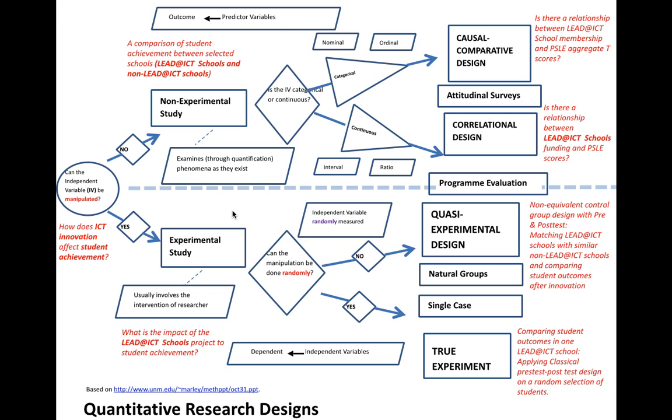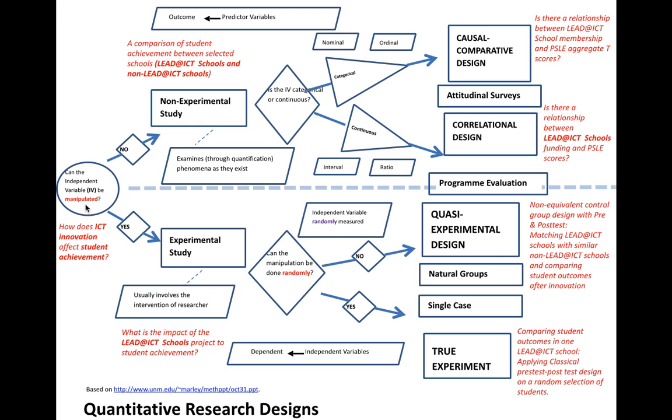To determine whether the quantitative research is experimental or non-experimental, you start by looking at the independent variable. If the independent variable can be manipulated, if your answer to that is yes, then it moves towards the world of experimental studies, right? And I've given examples of how this can be thought about. So how does information communication technology innovation affect student achievement? Obviously here, student achievement is the dependent variable, the effect, and the cause is ICT innovation.